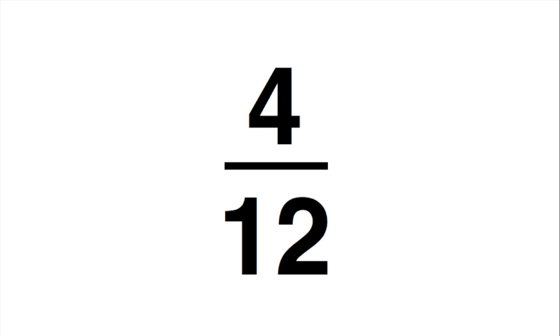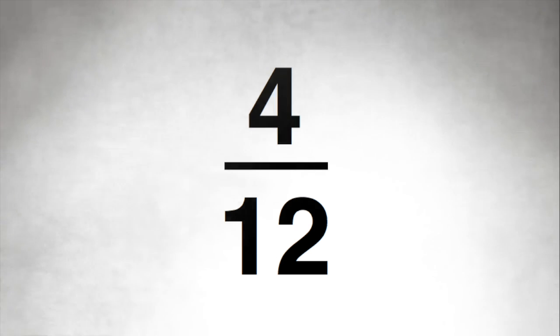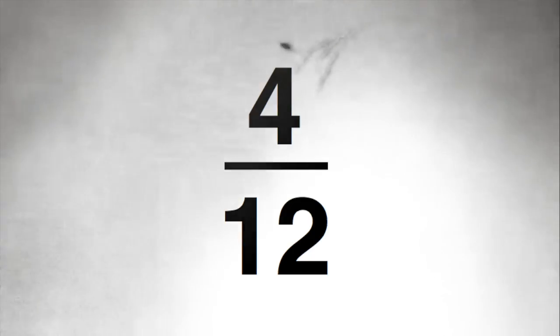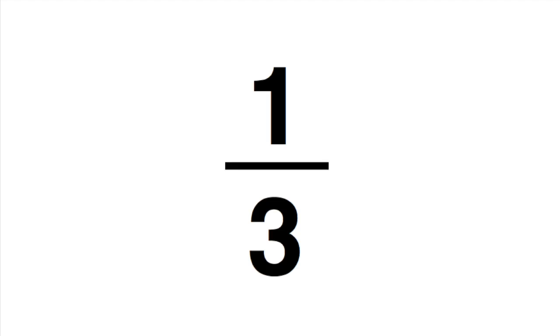Now let's take 4/12. You don't need any special weapons or robots or anything to find the simplest form of a fraction. All you need is the GCF. And the greatest common factor of 4/12 is 4. Divide the 4 and the 12 by 4 and you get 1/3. 4/12 is a third.